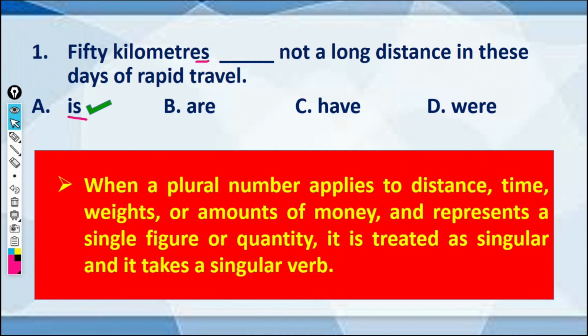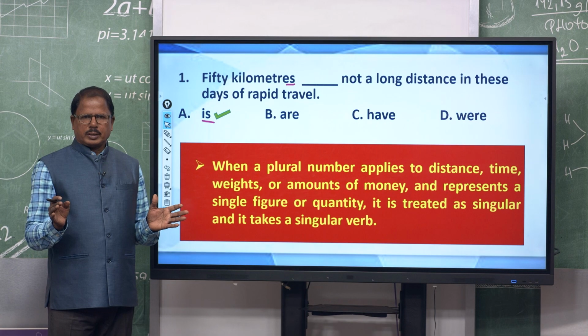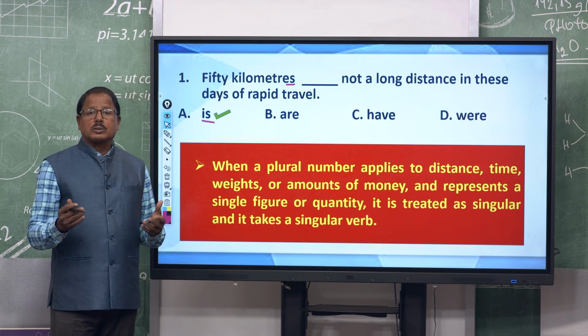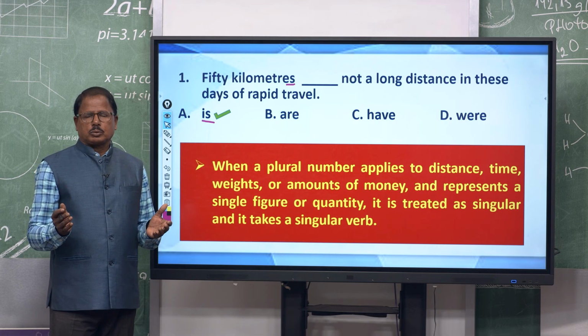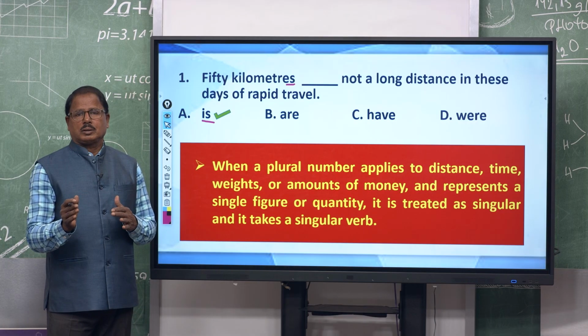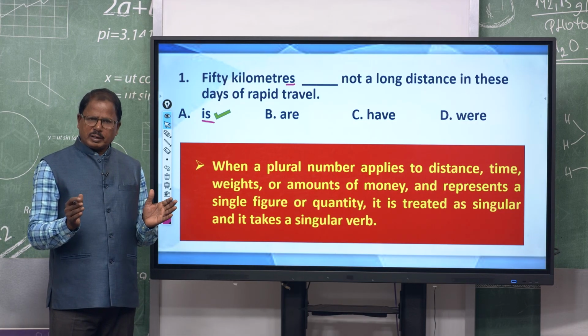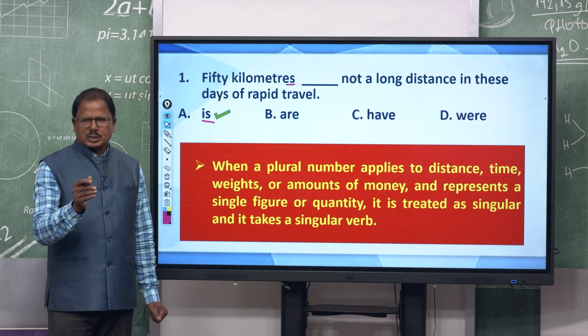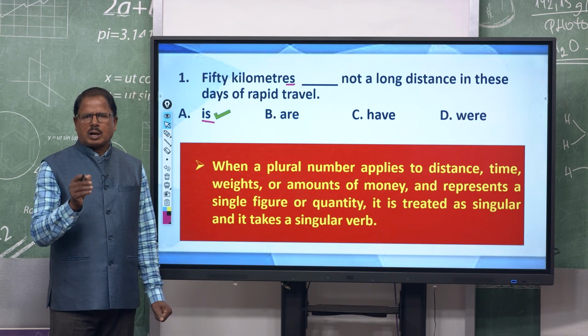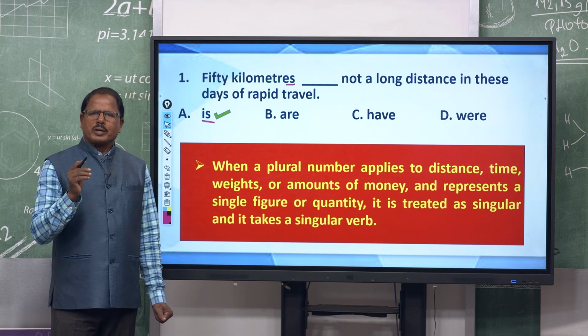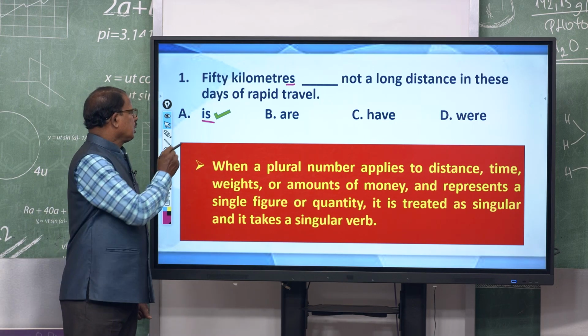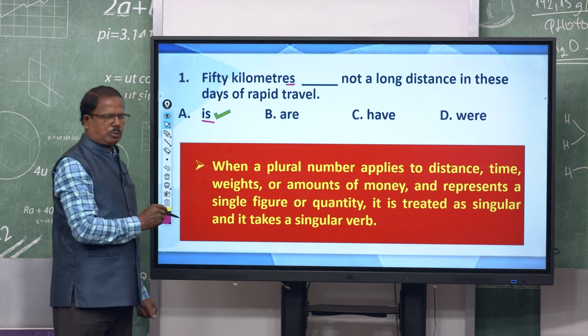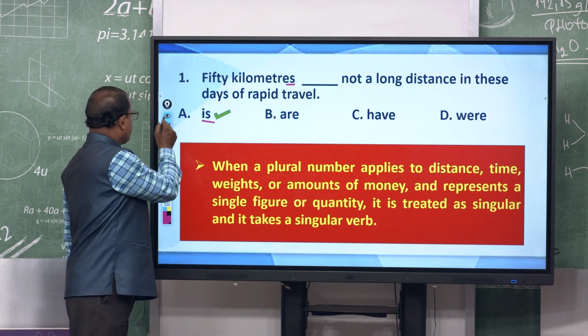5 rupee note, I can say 100 rupees is not a big amount, right. 2000 rupees is not a big amount. We cannot say 2000 rupees are; we say is, because 2000 rupees is a specific amount. So for distance, time, weights, amounts of money, we can use a singular verb for a plural noun, right. Let us go to the next one.